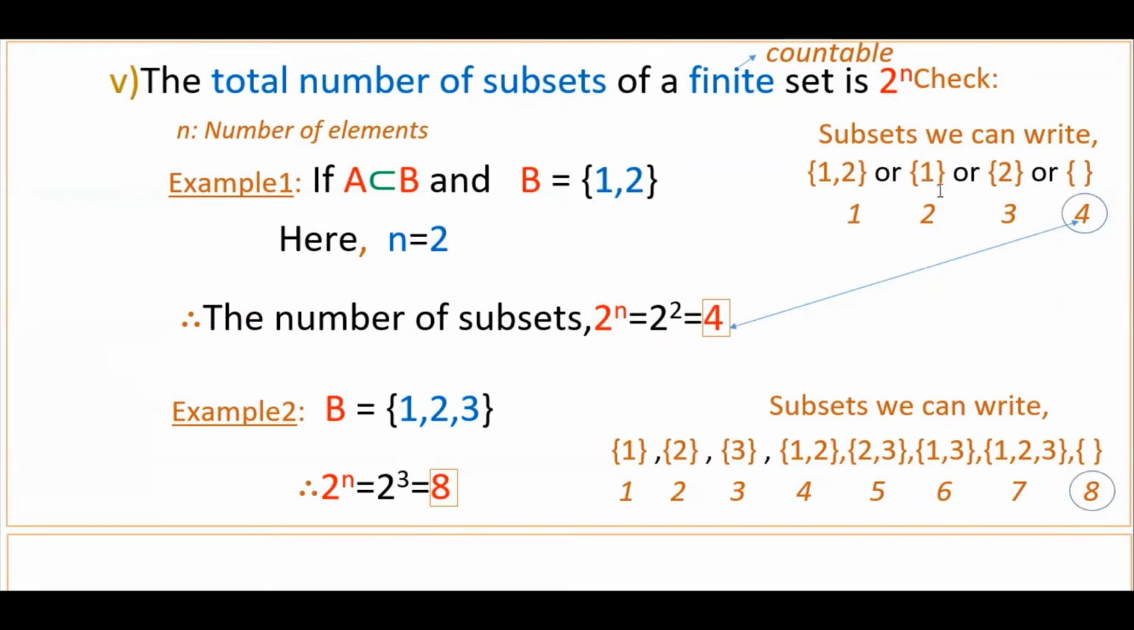So here, 1, 2, 3, 4. You can create 4 subsets for this set. So the total number of subsets you can find by using 2 to the power of n directly, without writing these subsets. You can directly calculate this.